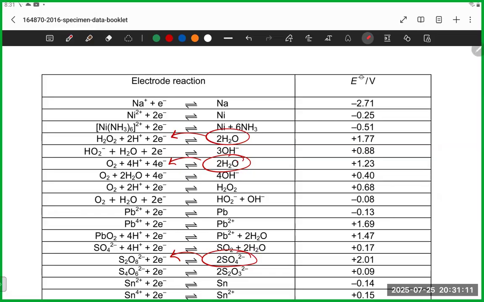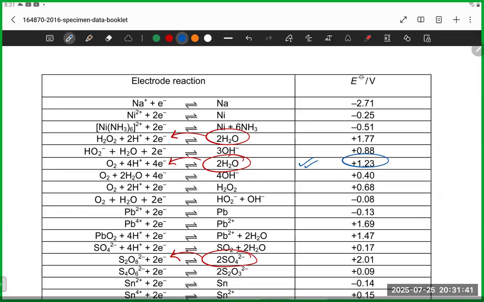And who has the greatest tendency to actually lose electrons? The ones that lose electrons are the ones that are the lowest potential. So I've got 1.77, I've got 1.23, and this is pretty high, that's 2.01. So the one who likes to lose electrons, it's the lowest potential, it's coming out to be 1.23 volts. Okay, is this clear? Okay, this is the one that I'm going to pick up.